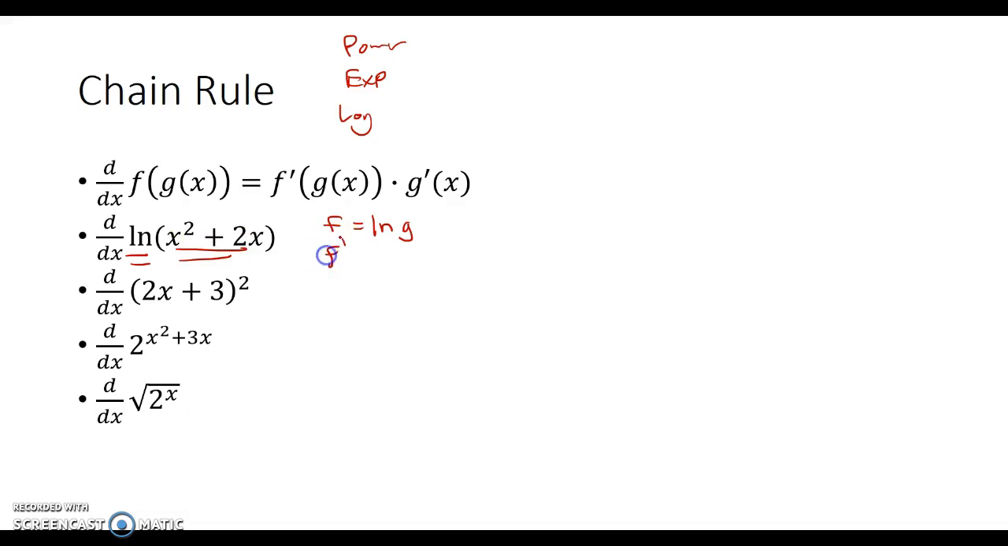Okay, so what's the derivative of the natural log of g? Well, it's 1 over g. Okay, and then g is what's inside of the function, which is x squared plus 2x, and the derivative of that is 2x plus 2 by using the power rule on both terms. Now, the chain rule says you're going to take the f prime function and plug in the g function.